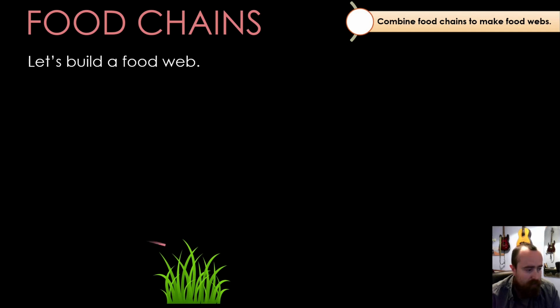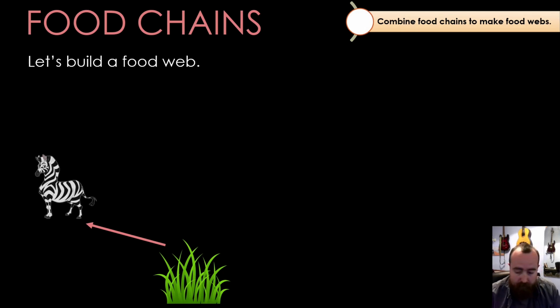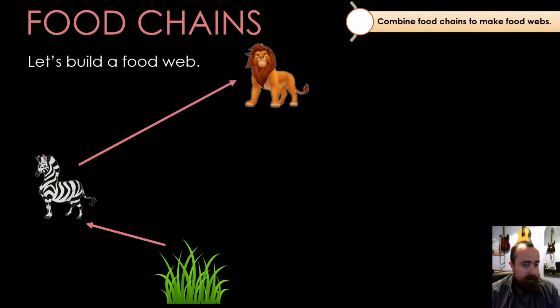Start off with a bit of grass. Grass is eaten. Remember that arrow pointing away from the grass means the energy is being transferred from the grass to something else. And in our first example, we said that grass was eaten by zebras. And then we said that zebras were in turn eaten by lions.